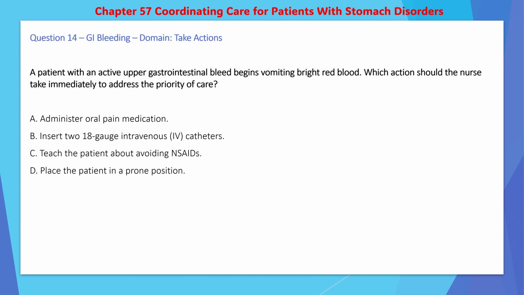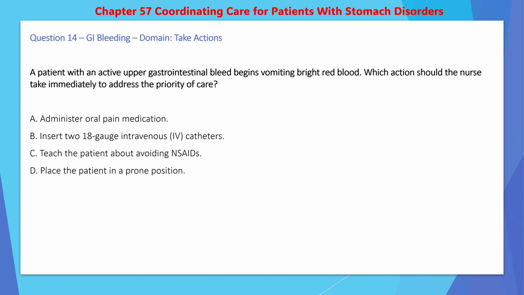Question 14. We're getting close to the end, because I have 16 questions. GI bleeding, domain: take actions. A patient with an active upper gastrointestinal bleed begins vomiting bright red blood. Which action should the nurse take immediately, based on the priority of care?